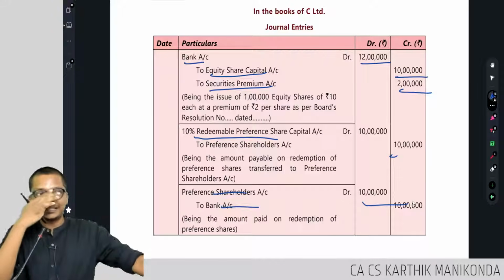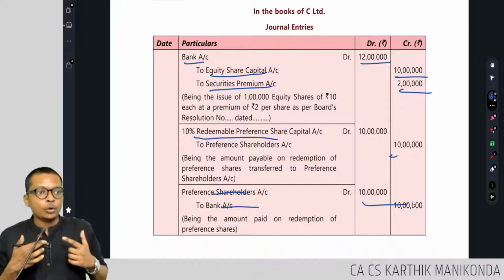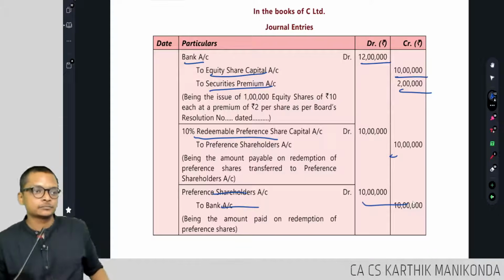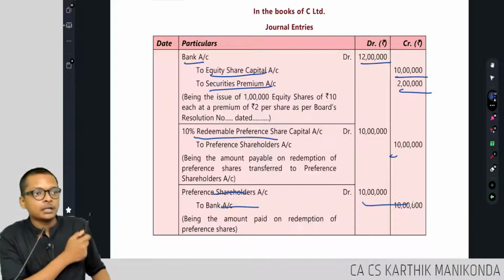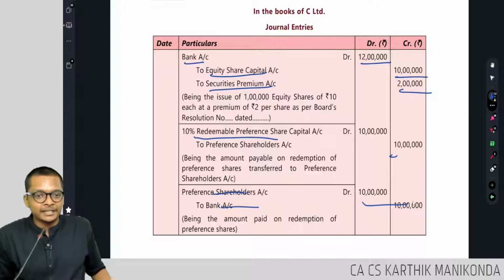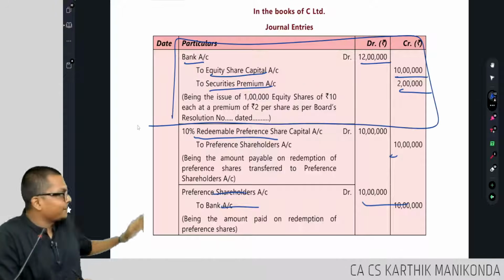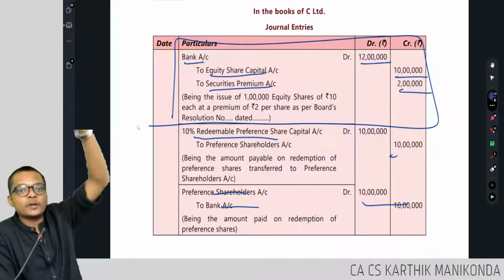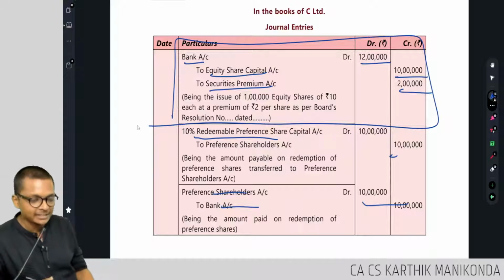See, that third entry, reserves and surplus, will come only if you are repaying at premium. Here I am repaying at par. So why will that entry come? It will not come. Are you following, guys? This entry is not even this chapter, first of all, first entry. It's issue of shares chapter, issue of shares at premium. Yes, doubt?